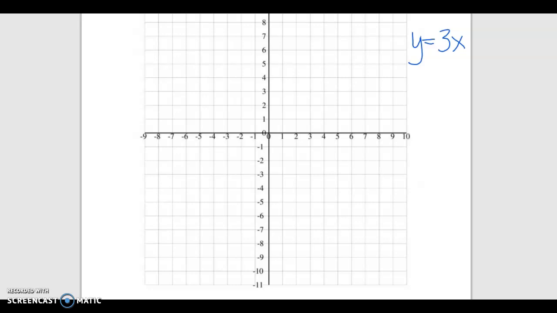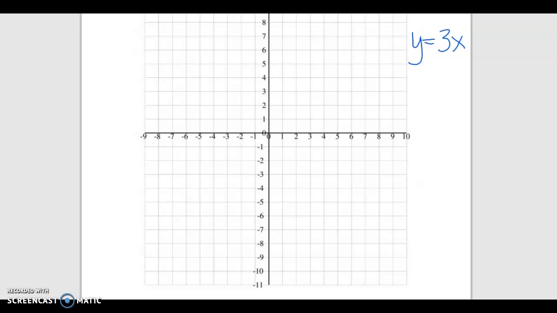It's going to go through my origin and the equation is going to look like y equals kx. So you can look at this equation I put up there, y equals 3x. It's in that form y equals kx. That 3 replaces that k. X. There's no plus, there's no minus behind it.